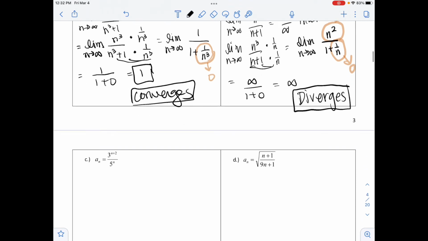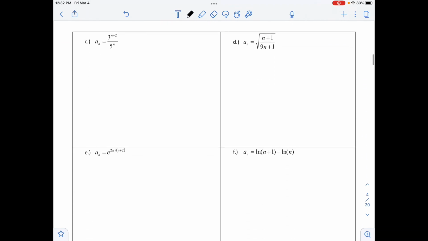The next example, part C, says a sub n equals 3 to the n plus 2 over 5 to the nth. And so dealing with this one, we're going to rewrite it a little bit different. But I'll go ahead and put the limit as n approaches infinity. So 3 to the n plus 2 over 5 to the n is going to be equal to, and I'm going to rewrite the numerator a little bit different.